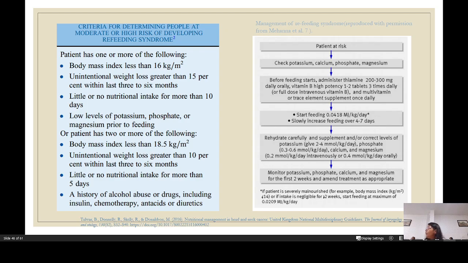So management for refeeding syndrome: for patients at risk, check potassium, calcium, phosphate, and magnesium before feeding starts. Administer thiamine 200 to 300 milligrams daily orally, vitamin B high potency 1 to 2 tablets three times daily, and a multivitamin or trace element supplement once a day. Start feeding slowly, increasing over 4 to 7 days. Rehydrate carefully and supplement and correct levels of potassium, phosphate, and magnesium. Monitor potassium, phosphate, calcium, and magnesium for the first 2 weeks and treat as appropriate.